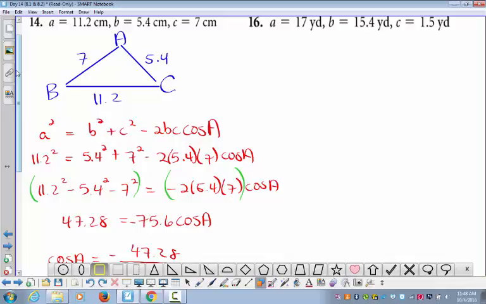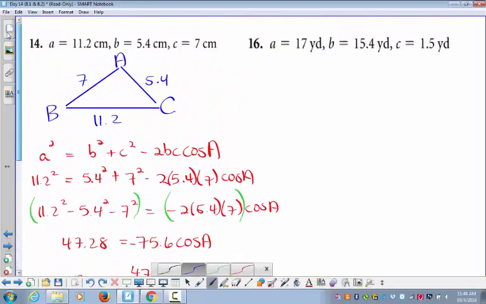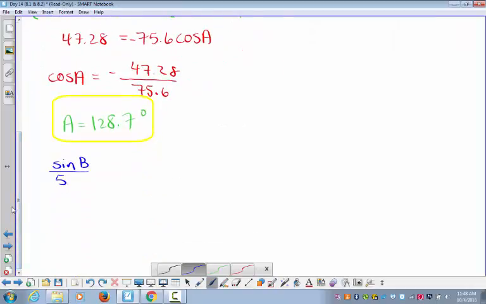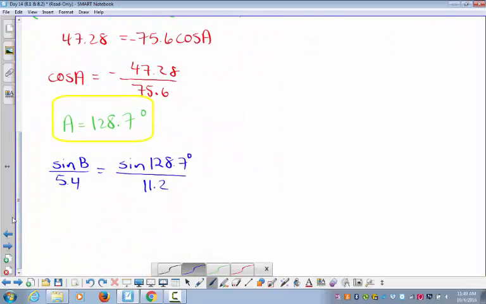We can go for B or C. It doesn't matter. So let's go for B. To solve for angle B, we would do sine of B over the length of B, which is 5.4, equals the sine of A over the side opposite A, which is 11.2. Here's also a great place to use the store function in your calculator when you calculated A. Instead of using the rounded A, it's best if you use the unrounded A. So if you can store that in your calculator and then recall it, that's ideal. So B will be the inverse sine of all of this.